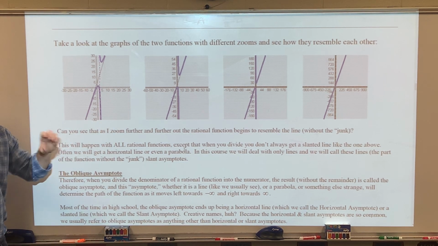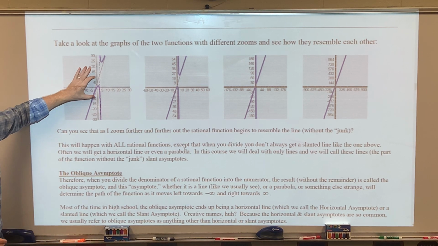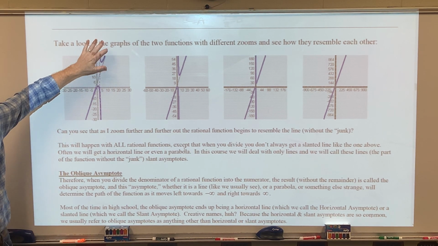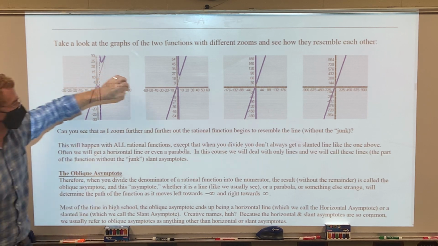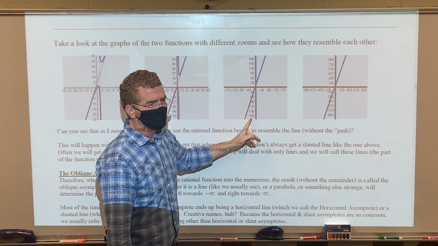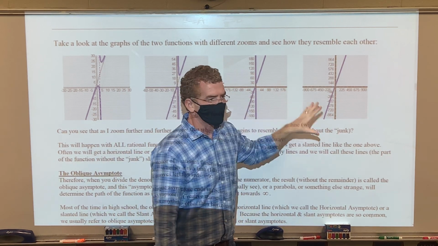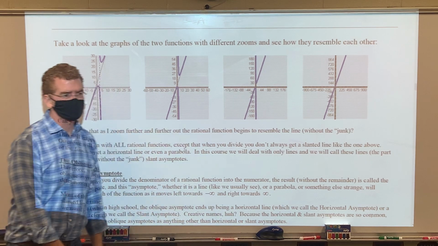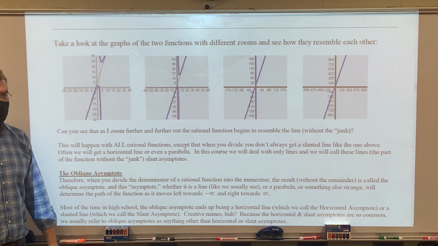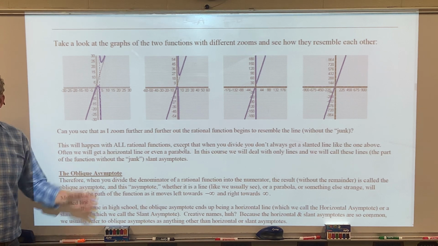But as I start zooming out, and granted, negative 30 to 30 is not super close, but if I go negative 10 to 10, you can't see this top part, so I enlarge it a little bit. But look, as I go further and further out, it doesn't mean the asymptote goes away, right? There's still a VA right here, but as you go further and further out, really, what do you see? You see the line. And it's not actually the line, it's just really, really close. But that's what asymptotes do.